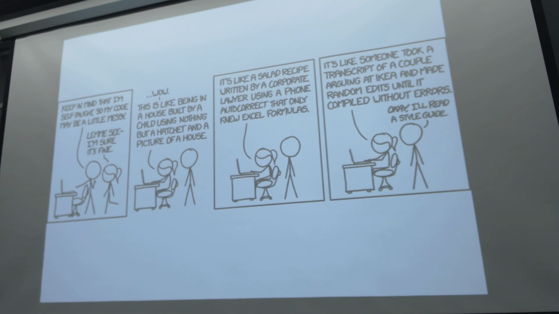Keep in mind that I'm self-taught, so my code may seem a little messy. Let me see, I'm sure it's fine. Wow, this is like being in a house built by a child using nothing but a hatchet and a picture of a house. It's like a salad recipe written by a corporate lawyer using a phone autocorrect that only does Excel formulas. It's like someone took a transcript of a couple arguing at IKEA and made random edits until it compiled without errors. Okay, I'll read a style guide.